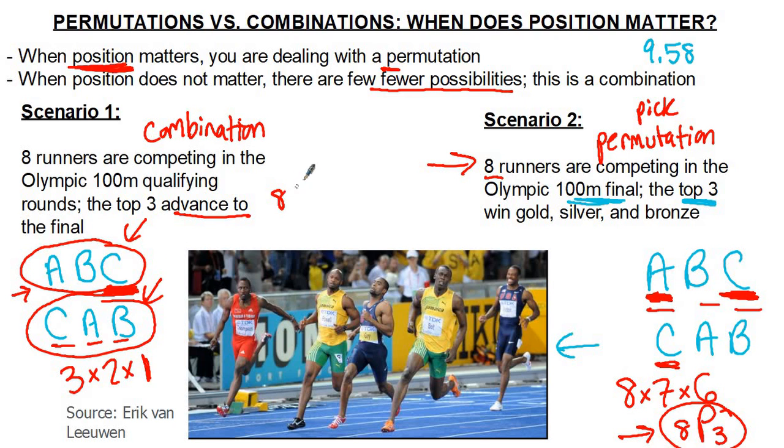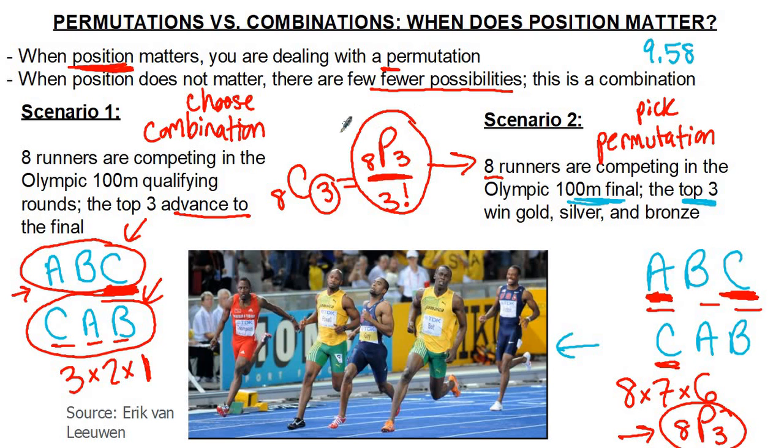So in the calculator for this example, you're not going to do 8P3, you're going to do 8 choose 3, or 8 combination 3. What that equals is the permutation number divided by 3 factorial. 8P3 divided by 3 factorial is what 8 combination 3 equals. Why are you dividing by 3 factorial? Because there are 3 factorial ways that you could arrange those 3 people. If the top 4 advanced to the final, it would be 8 pick 4 divided by 4 factorial, and that's another way of saying 8 choose 4.